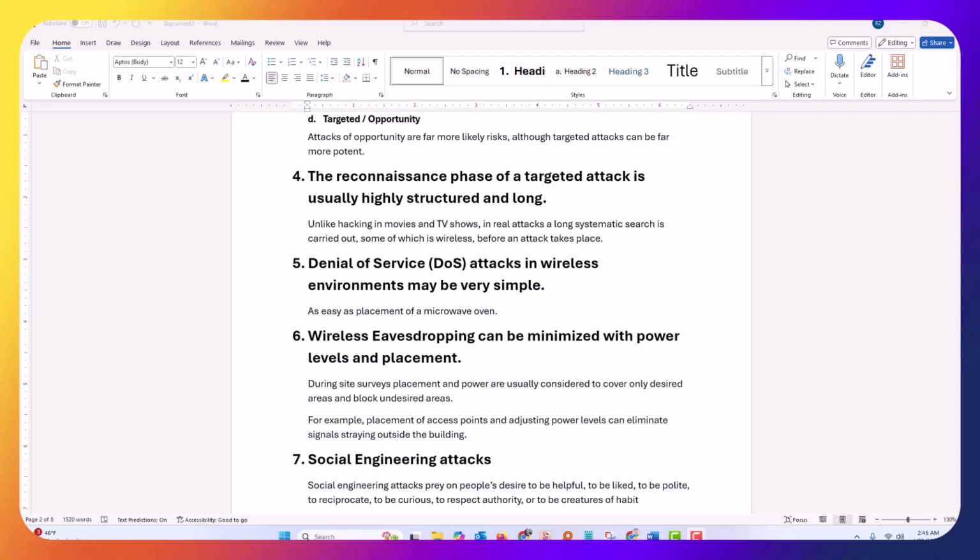Now, I'm not sure the reasons for that, but they had used both of these, placement and power level adjustment, in order to put the signal only where they wanted it. Quite often that means not letting the signal stray outside the building. For example, a Starbucks might have a very weak signal outside the building.